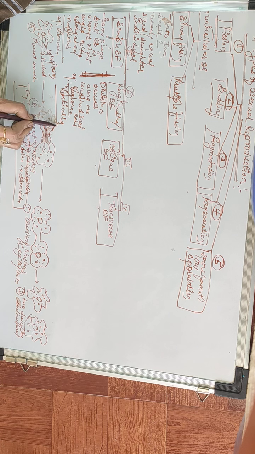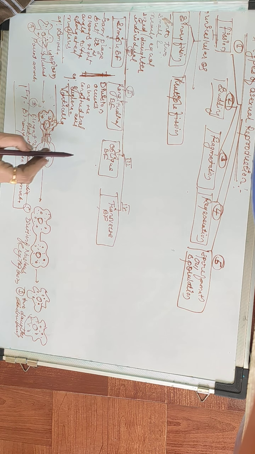Okay, first is euglena and vorticella. So what happens in longitudinal binary fission? Here the division occurs in a vertical line, in a longitudinal axis. That's called longitudinal binary fission, and it occurs in euglena and vorticella. Then we will see oblique binary fission.